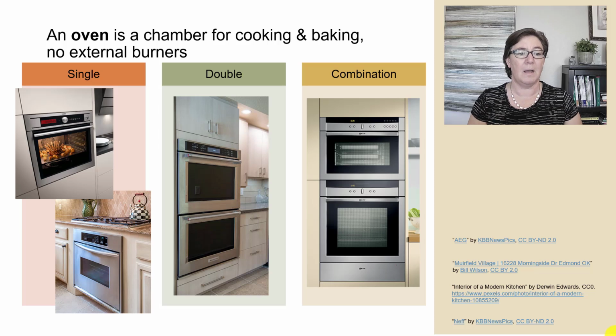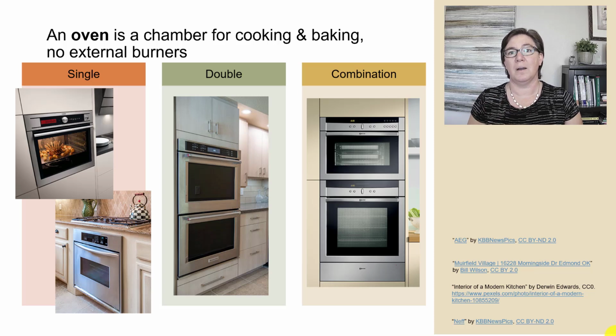And then below, we've got an example of a single oven installed below a cooktop. Moving to a double oven, this is either going to be 2 individual devices stacked on top of each other, or what's shown in the picture, this is 1 device with 2 cooking chambers. And you can tell because there's only one control panel there.